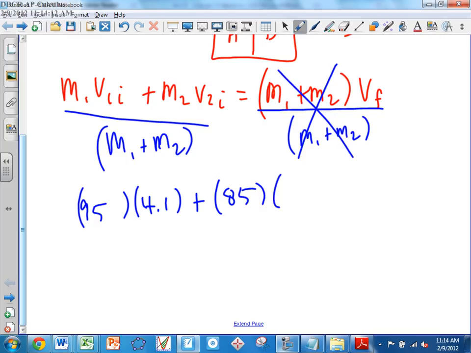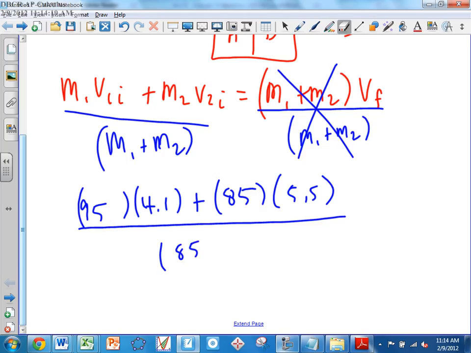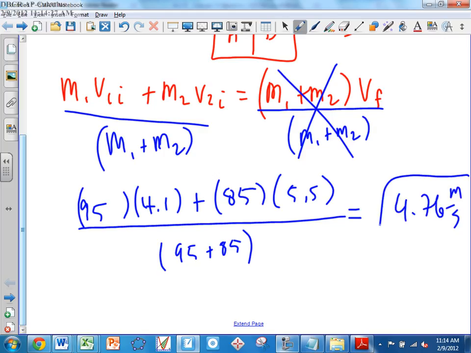So here, the velocity is 5.5 in the same direction, so it's still positive, all over the sum of both masses, 95 plus 85, or vice versa, doesn't matter. When you solve this, you end up getting 4.76 meters per second.